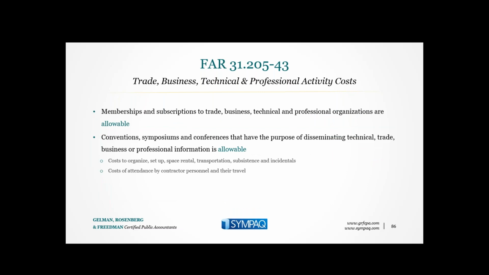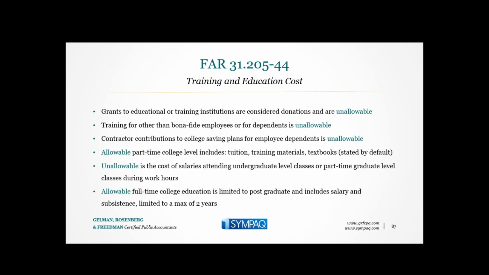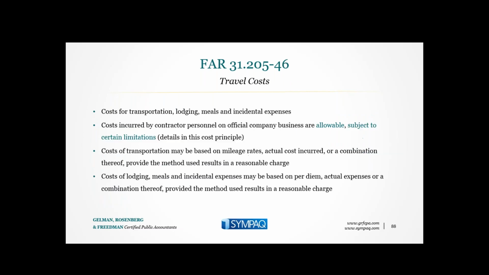Trade, business, technical, and professional activities are allowable. It's the technical and professional dissemination of information. All of that's allowable. Like you belonging to a chapter of the AICPA, that's allowable. All that stuff, the brochures, everything is allowable. Training and education costs: if you're helping an institution, another institution, that's unallowable because that's like a contribution. There are limitations on college work, and for full-time college work, education is limited to postgraduate. It looks like it's limited to 2 years.